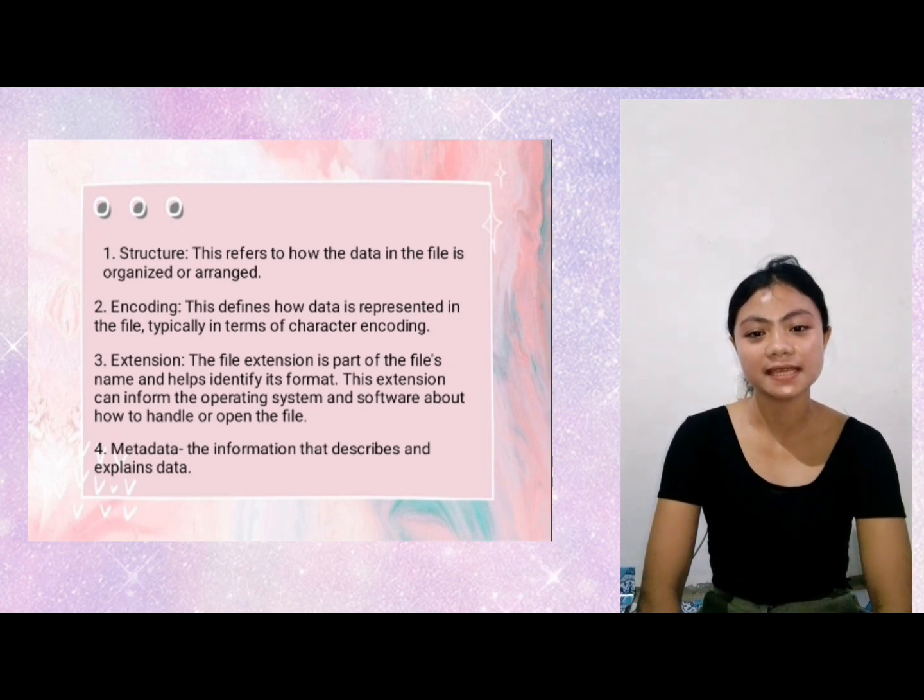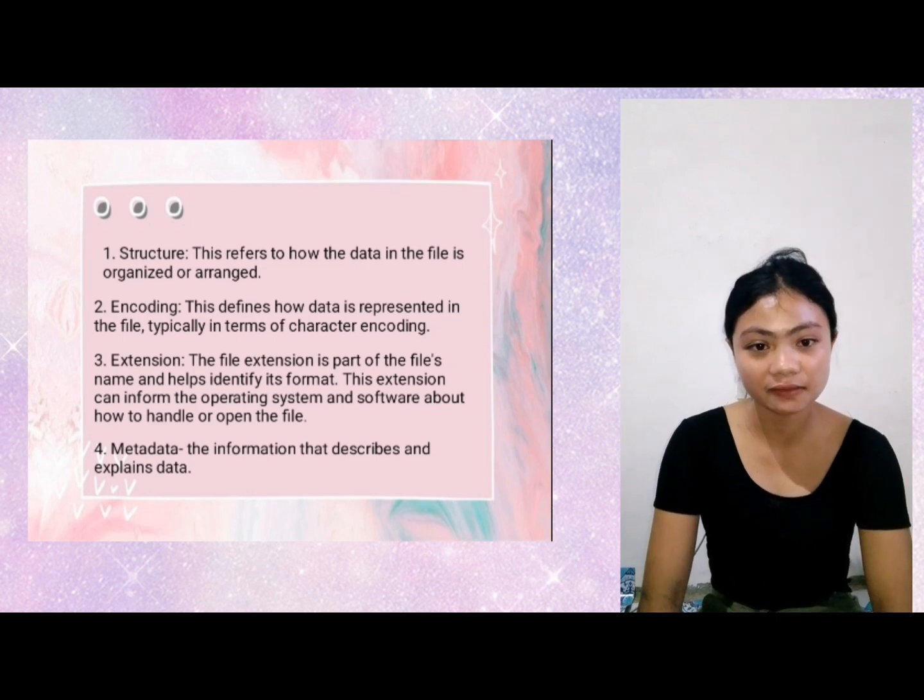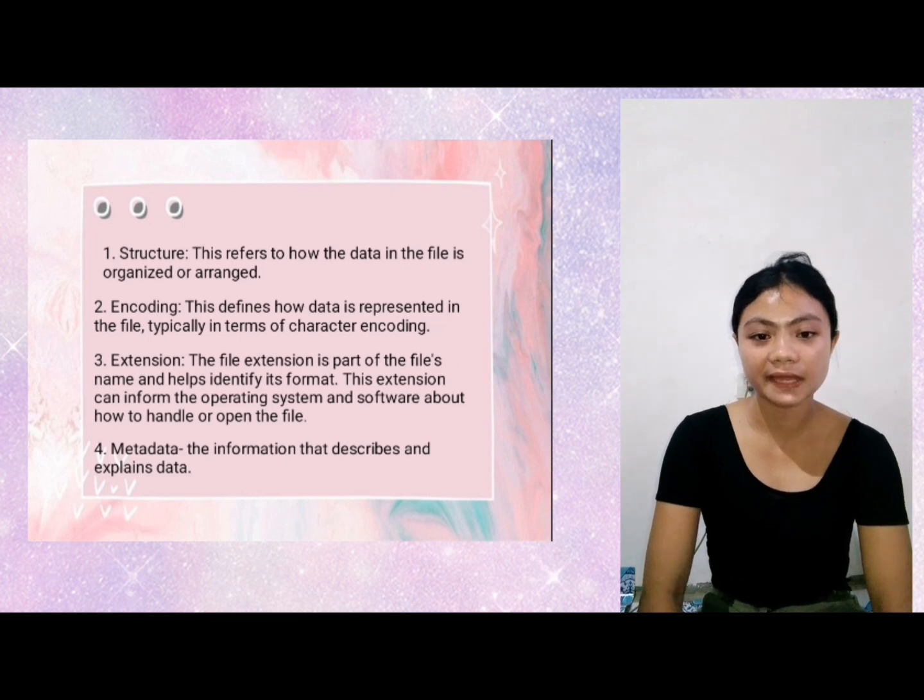The last one is metadata. This is additional information about the file such as the file type, size, creation date, or author. Metadata can be embedded within the file or stored separately, but it provides an important context that helps software understand how to work with the file beyond its raw data.